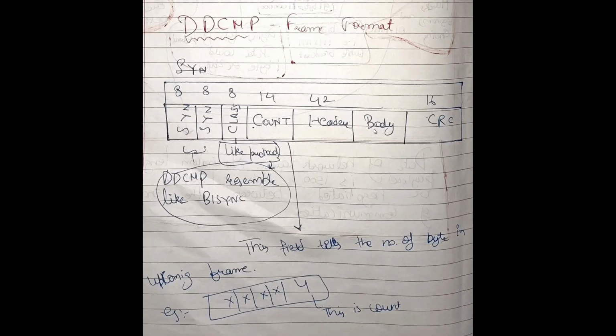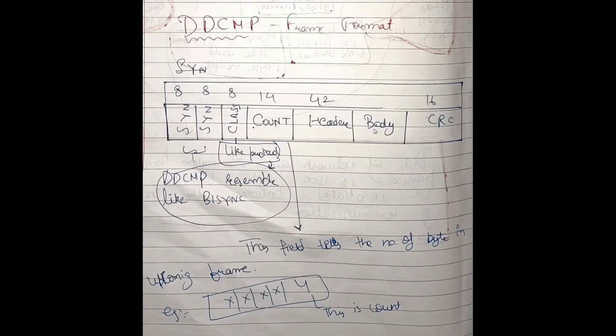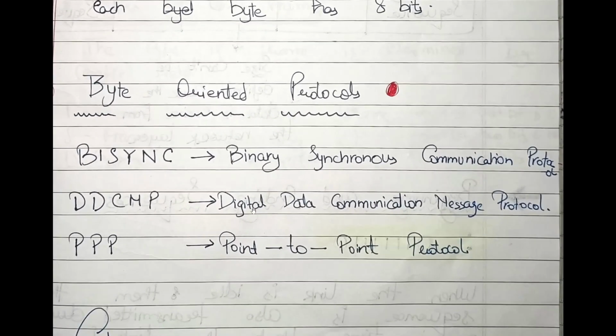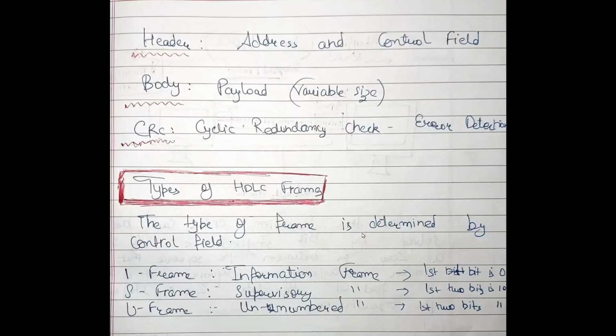Now we read about BISYNC, we read about PPP. Now it's time to read the last protocol of byte oriented protocols. It is DDCMP, that is Digital Data Communication Message Protocol. It's the last protocol.